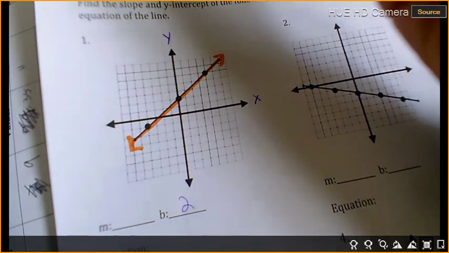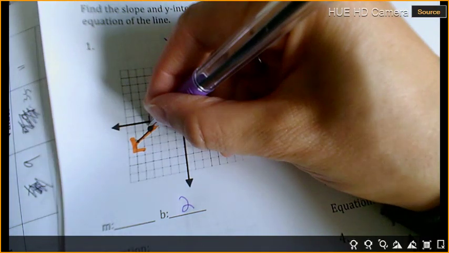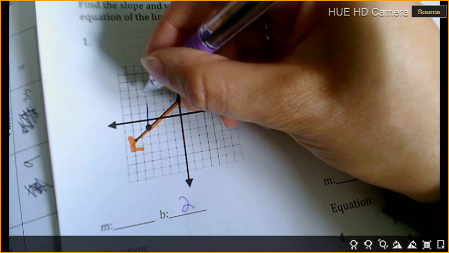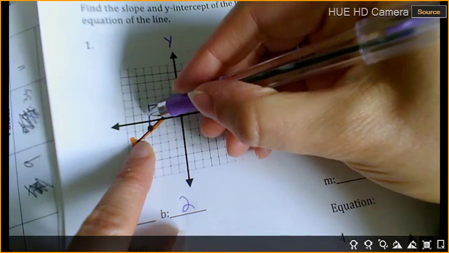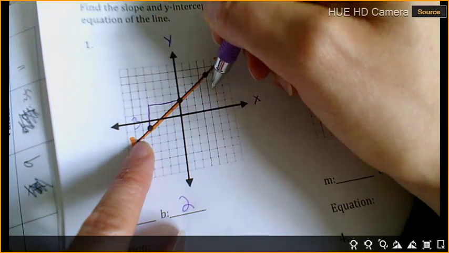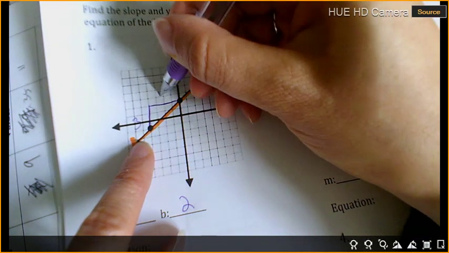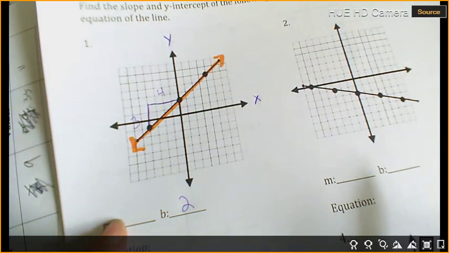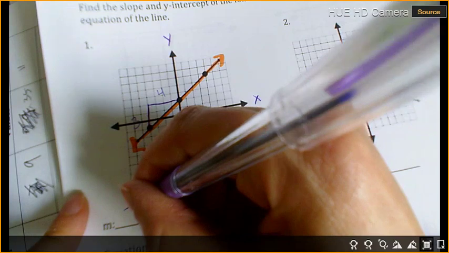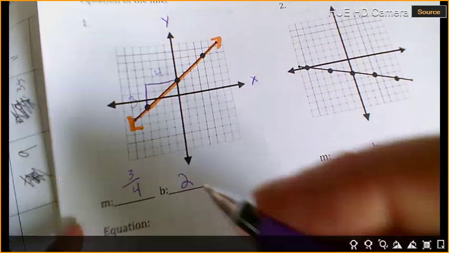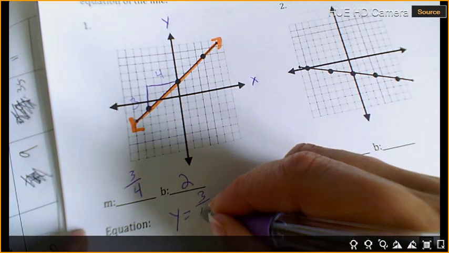Okay. Now I'm going to look right here. How much am I going up to get here? I go up 1, 2, 3. How much do I go to the right? How much am I going? So my slope is 3 over 4. So what's my equation? How do I write it? Y equals 3 over 4 what?